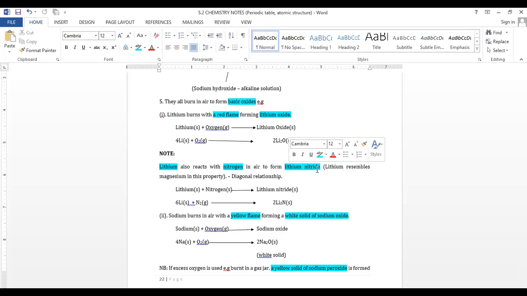No, it just reacts with oxygen, whether it is too much or too little, to form lithium oxide, the white solid. Sometimes they react concurrently, at the same time. Lithium also burns in air, picking out nitrogen to form lithium nitride, which is also a white solid.